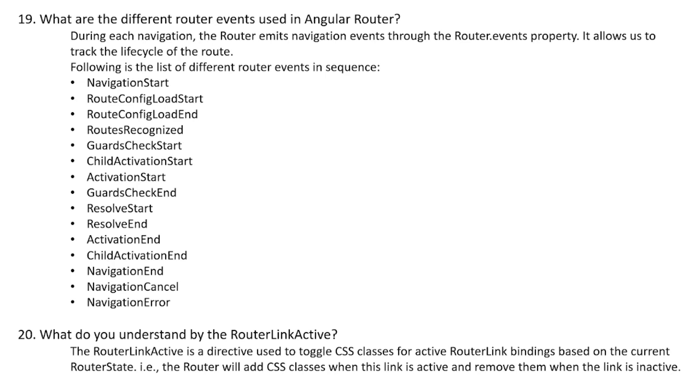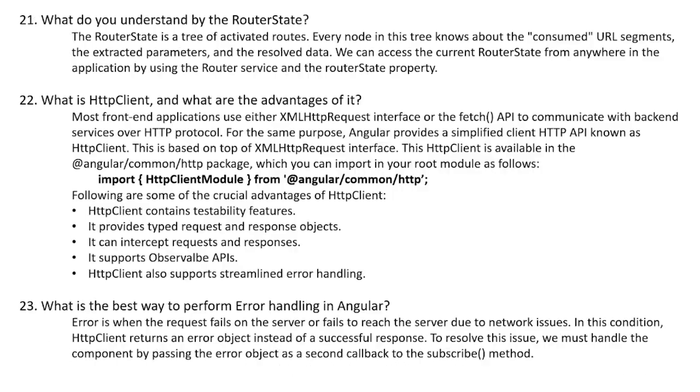Question 20. What do you understand by the router link active? Answer. The routerLinkActive is a directive used to toggle CSS classes for active router link bindings based on the current router state. i.e., the router will add CSS classes when this link is active and remove them when the link is inactive.